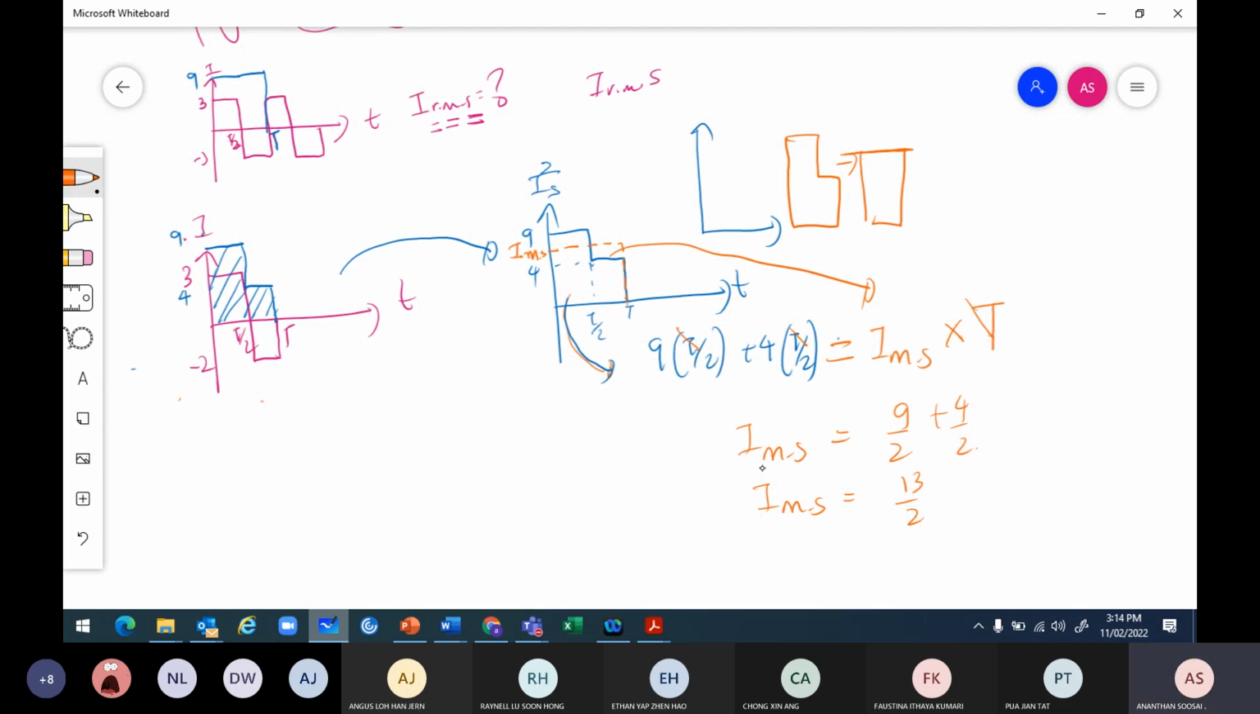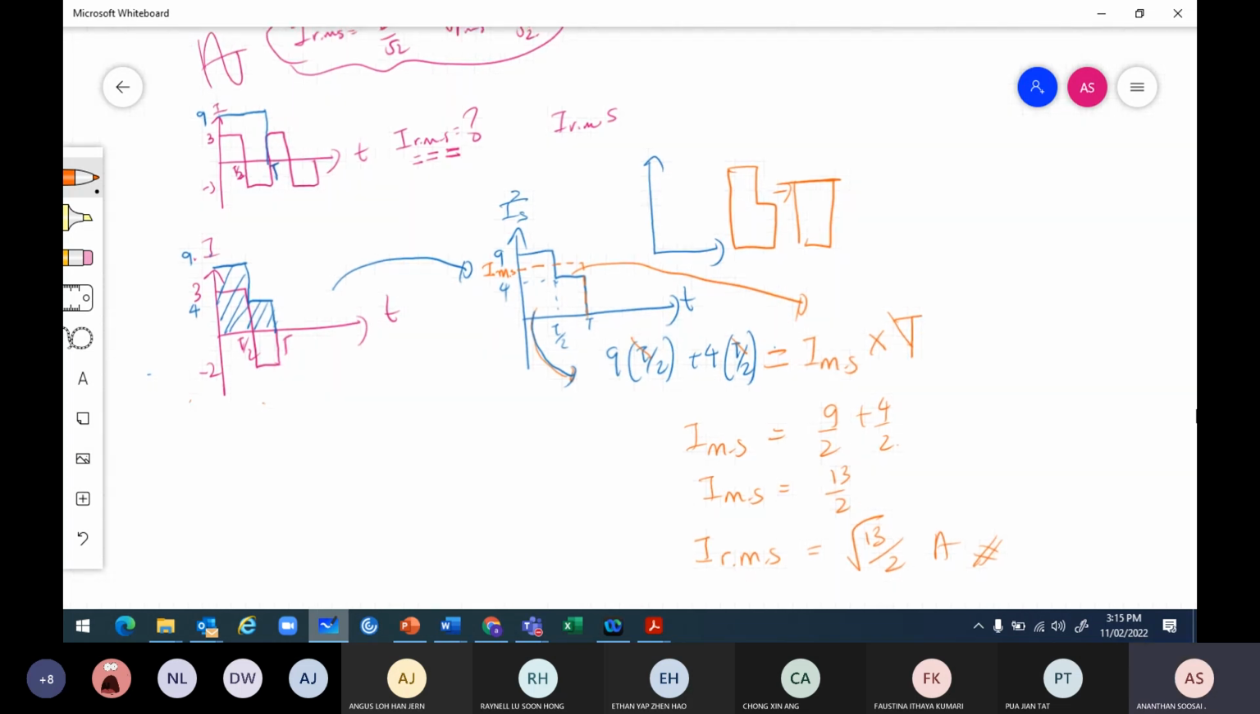So now, what do we want to find? We want to find the RMS value. Well, this is your mean squared value. Just root the mean squared, you get RMS. So that means the RMS value is root of 13 over 2. This is your RMS current for this AC. This is how you need to find RMS current for an uneven shape of alternating current.